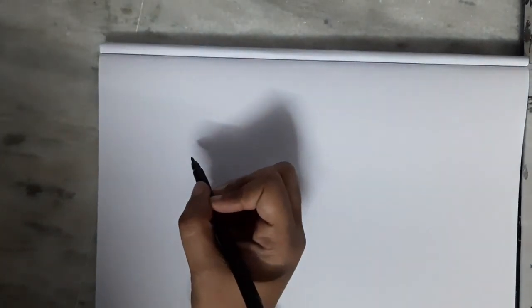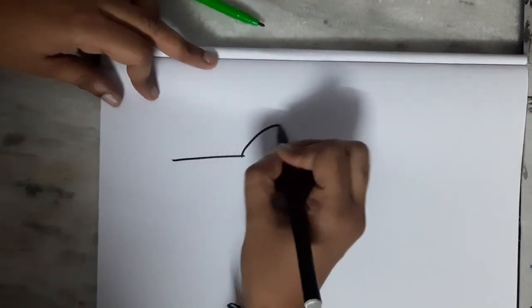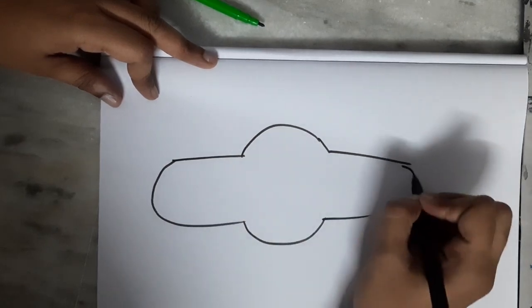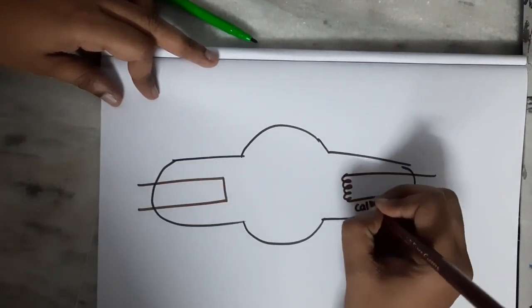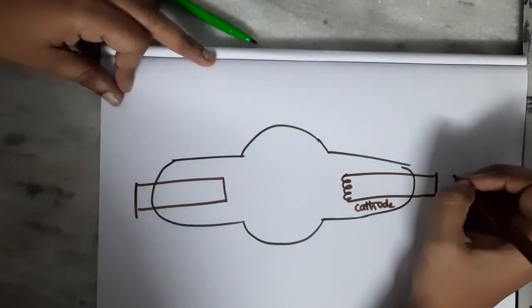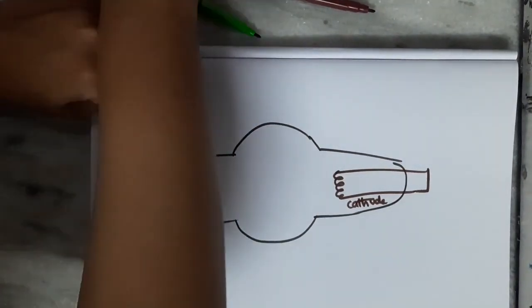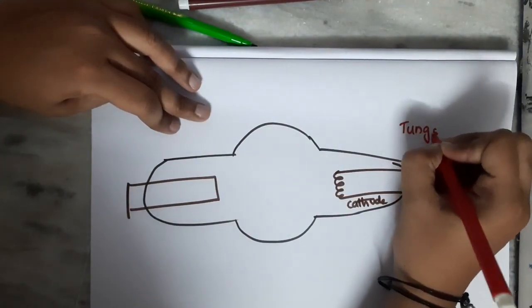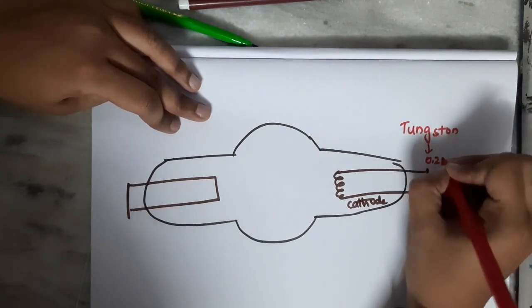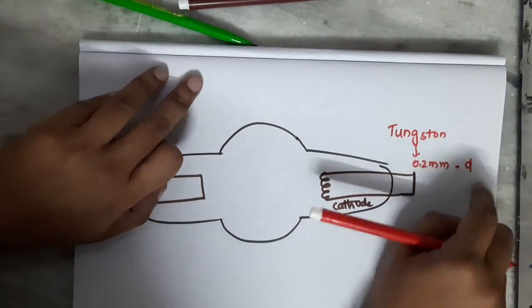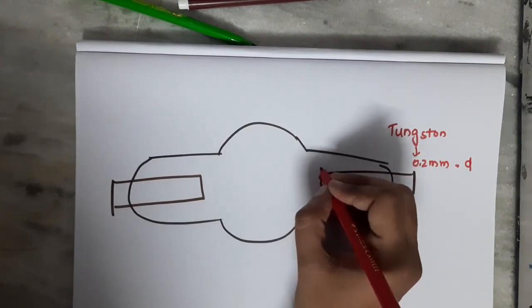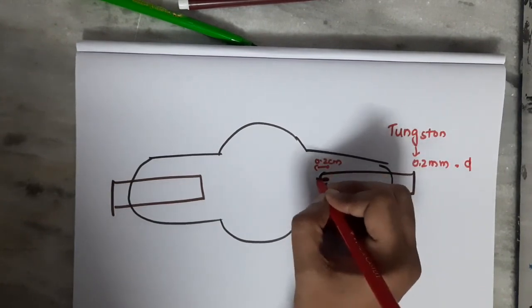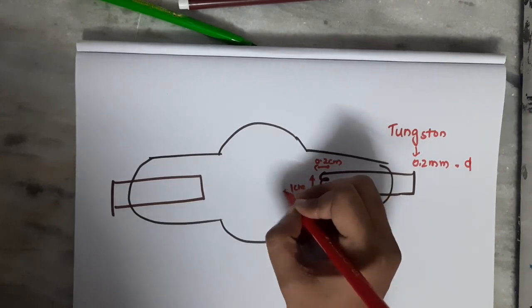Next, as we have already said, we should learn some important points about the filament. What is the filament? The filament is nothing but the cathode. We have the cathode here, and this is the anode. The cathode or filament is made up of tungsten. Number one, it is made of tungsten wire with a diameter of 0.2 mm, and this is coiled to form a vertical spiral with a diameter of around 0.2 centimeters and a length of 1 centimeter or less.